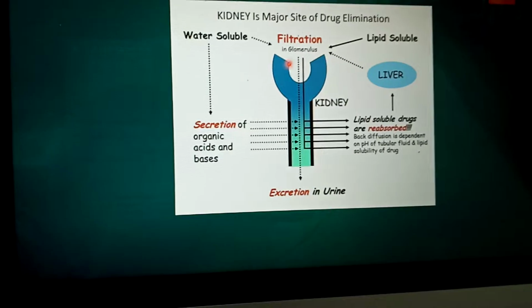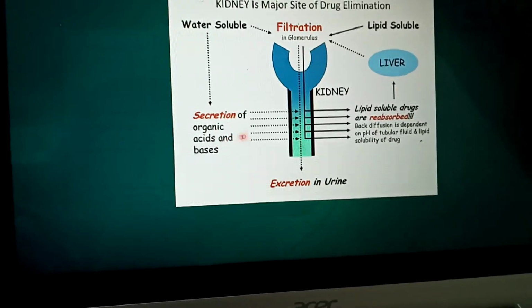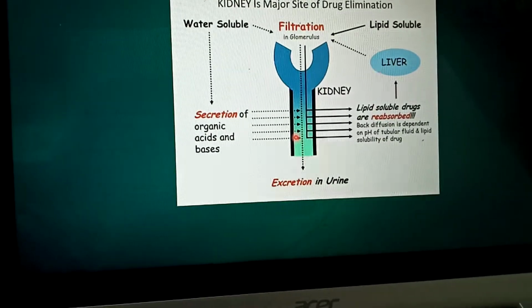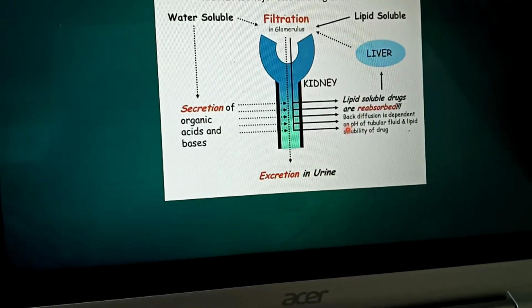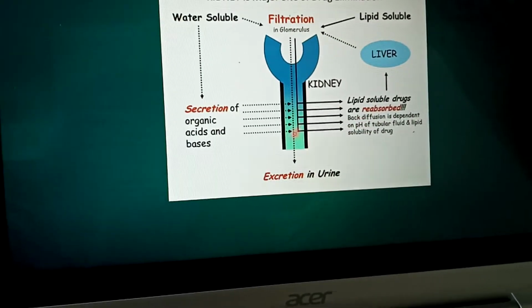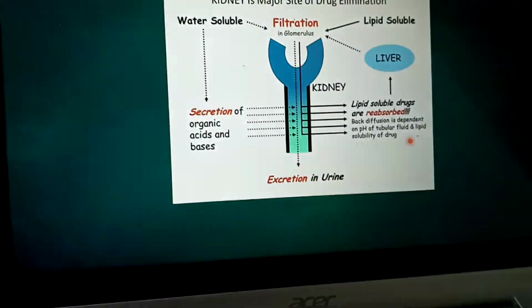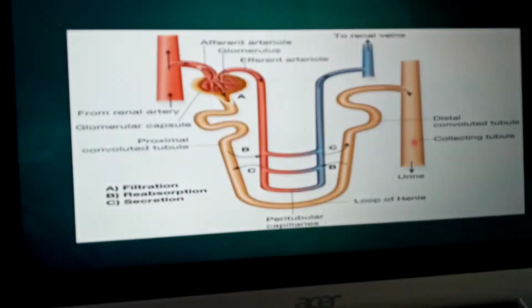Here this diagram also shows the filtration and secretion of organic acid from the blood into the proximal tubule, and lipid-soluble drugs are again reabsorbed back into the blood. So this is also a useful diagram. This is a simple topic.